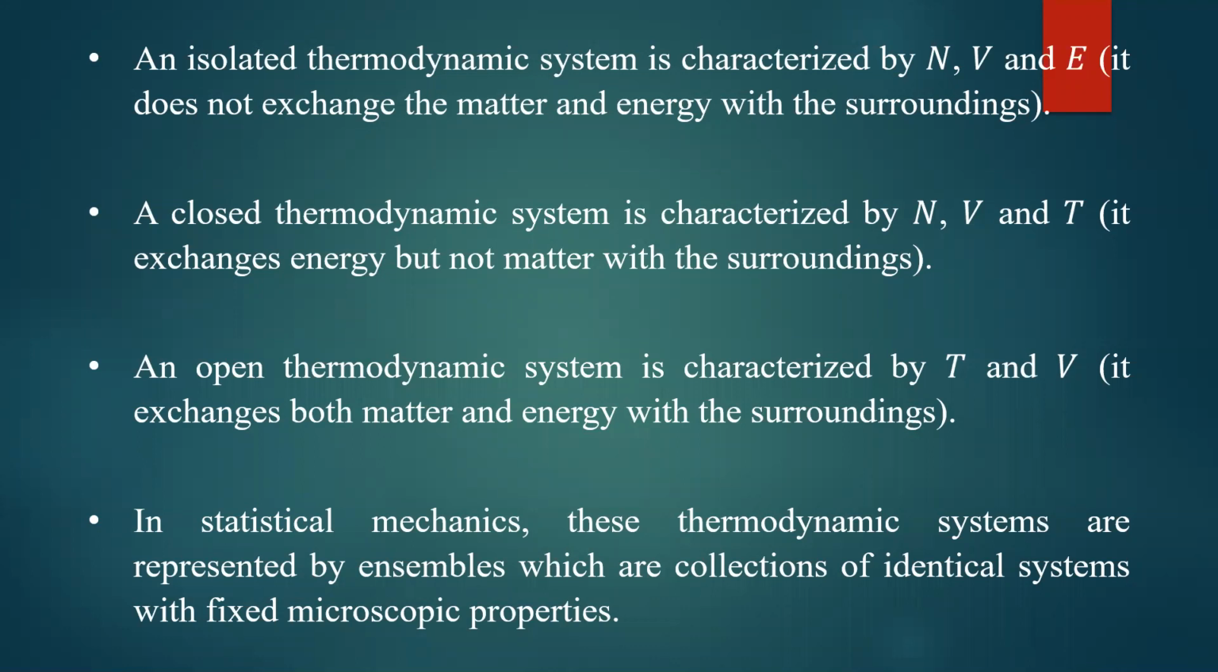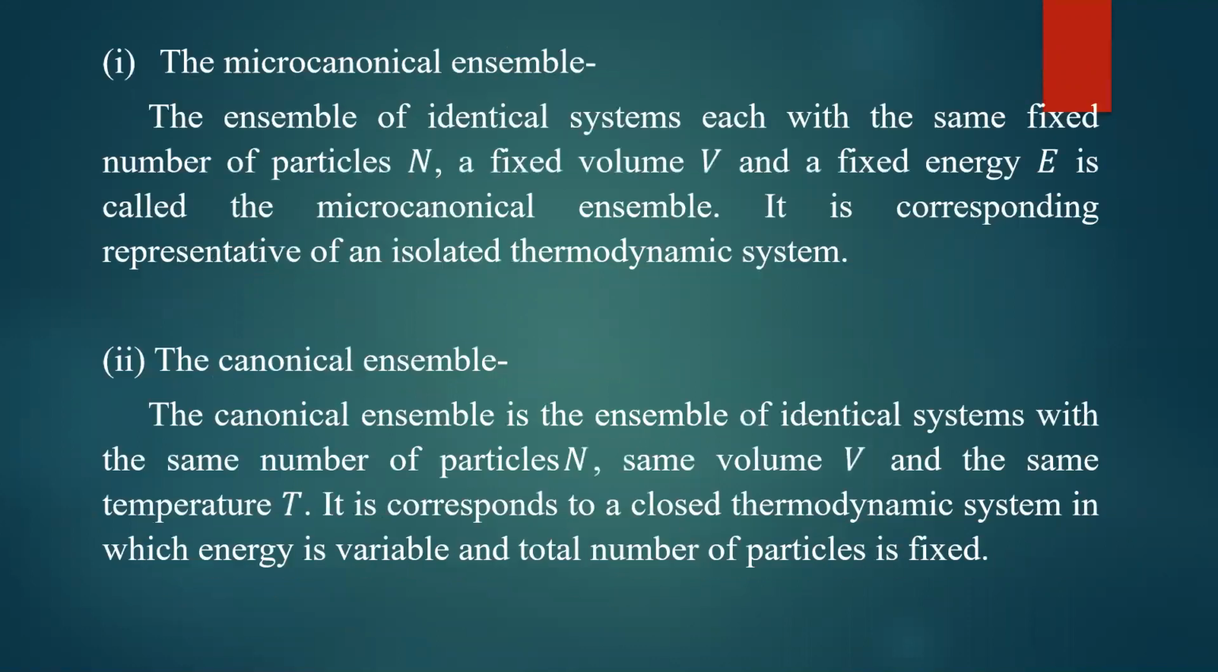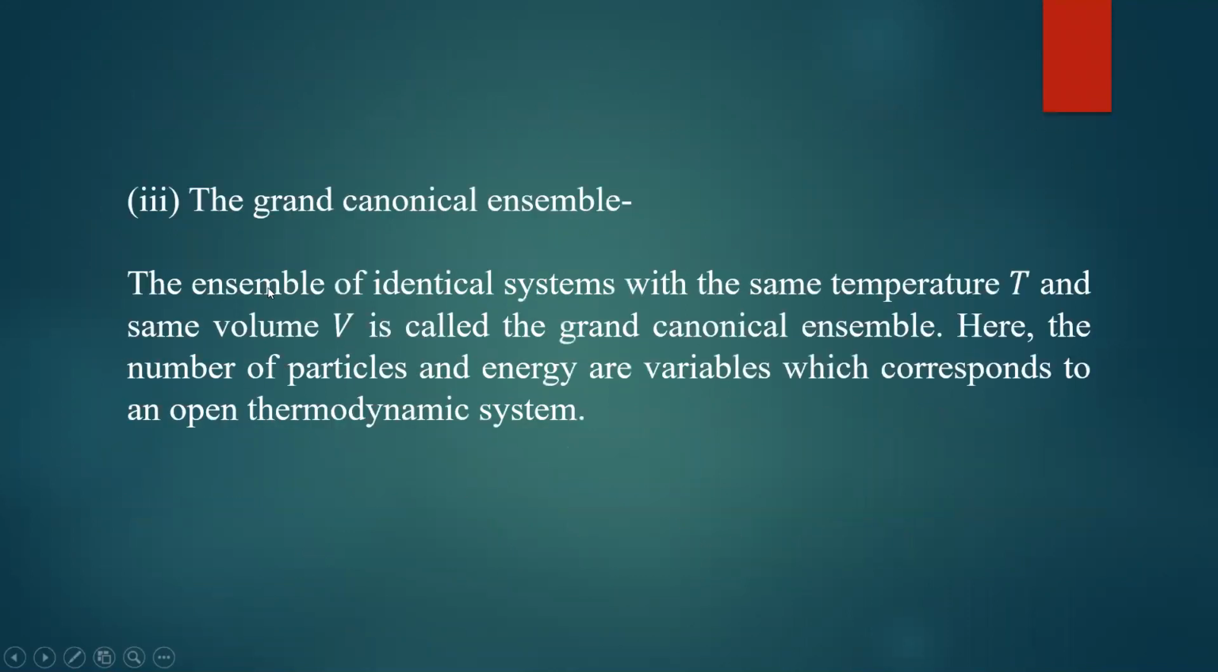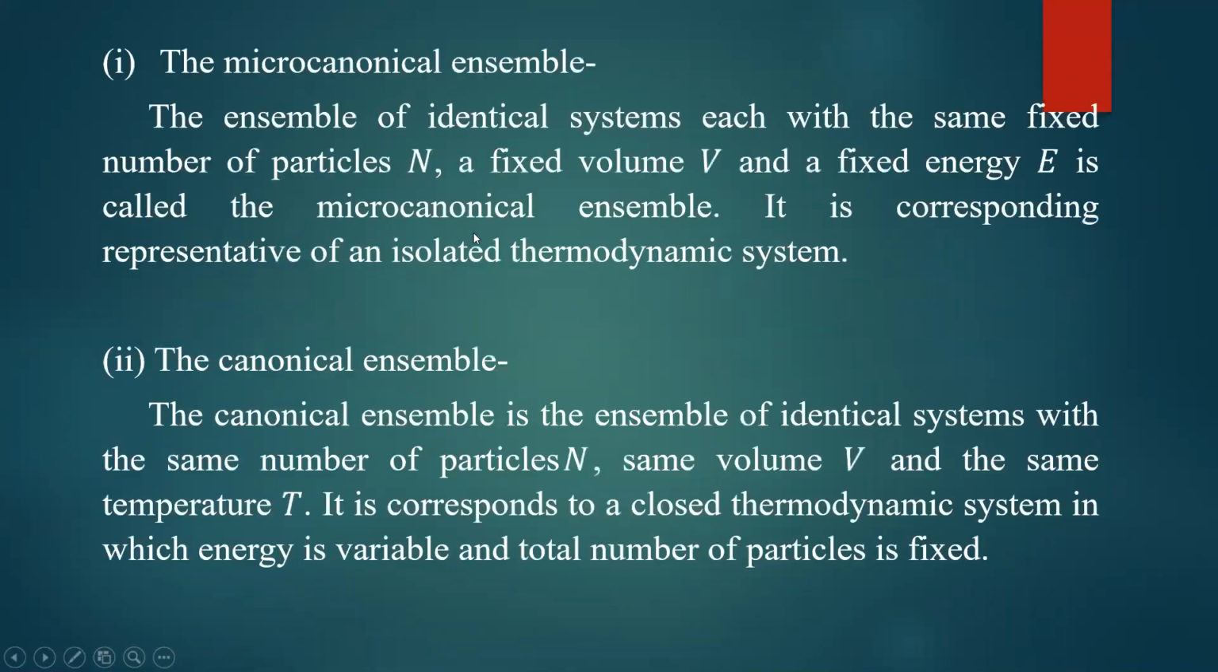So these three thermodynamic systems have different names in statistical mechanics. Okay, this is for the knowledge purpose. These are represented as microcanonical ensemble, canonical ensemble, and grand canonical ensemble. Okay, the isolated system is what we call the microcanonical ensemble, in which the number of particles N, volume V, and energy are fixed. That is called the microcanonical ensemble.